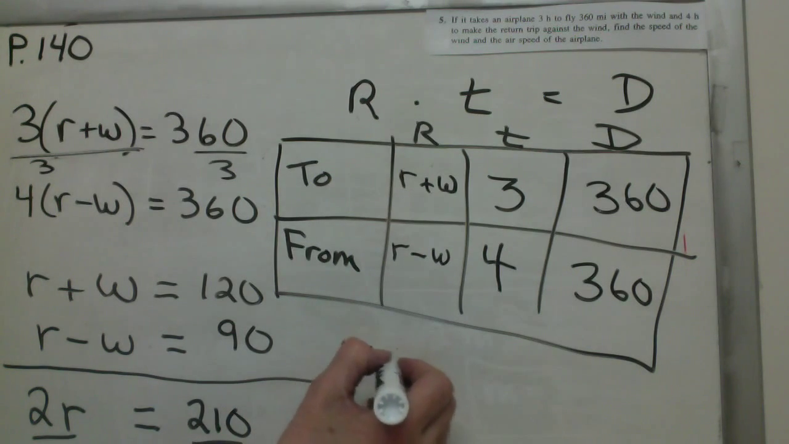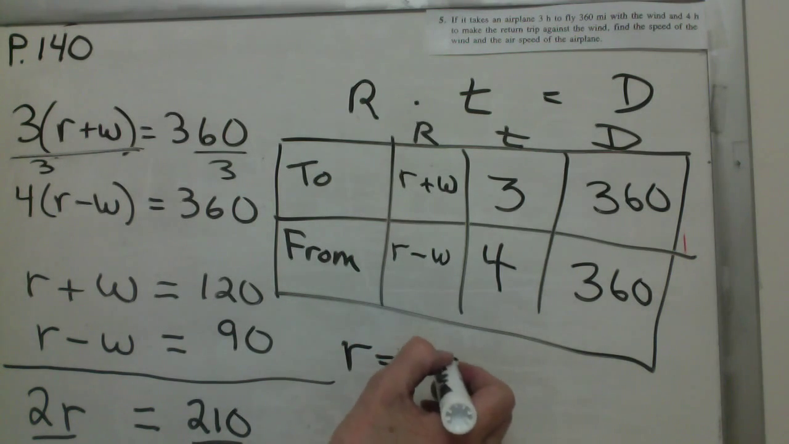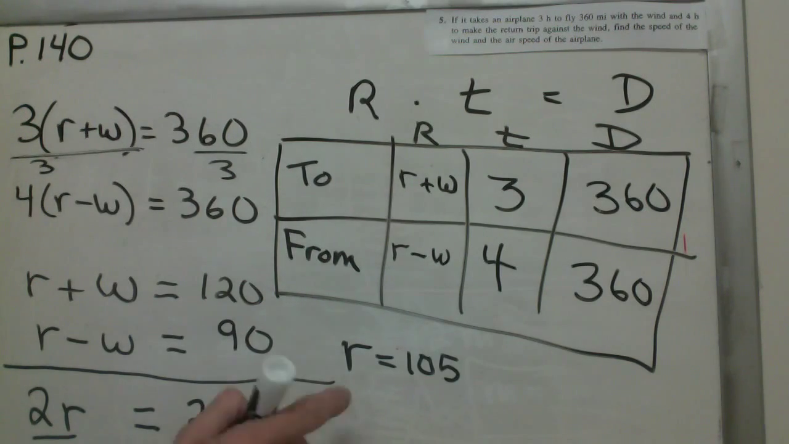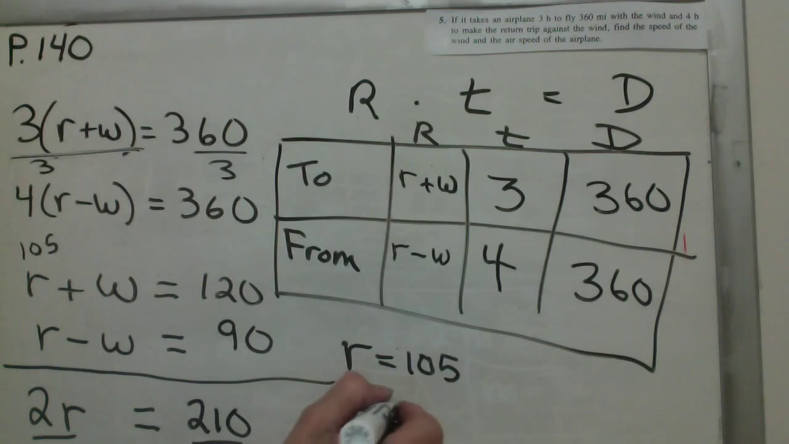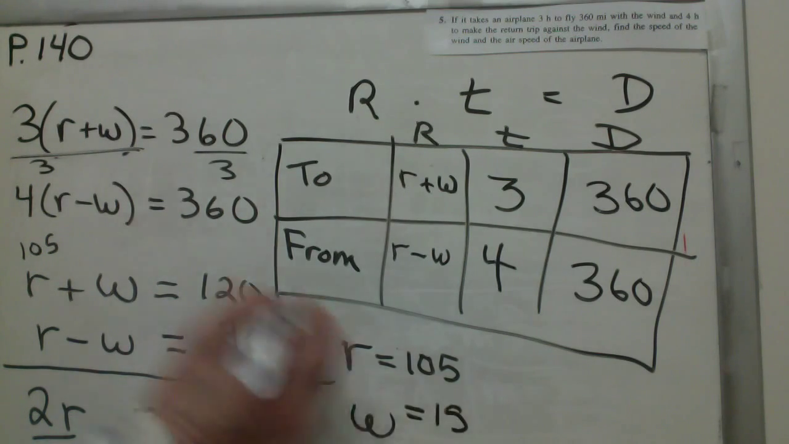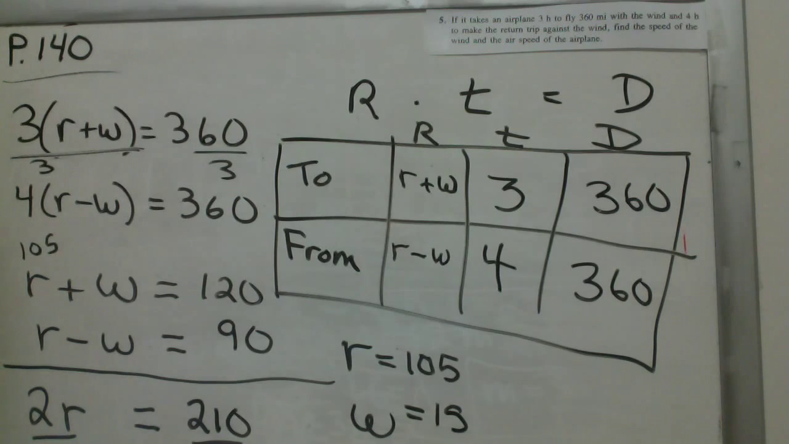And what do I get? R equals 105. So R is the rate of the plane. And if I want to find the rate of the wind, I can put the 105 in here and just solve that. And what do you get for the wind? Hopefully 15. So there's that problem.